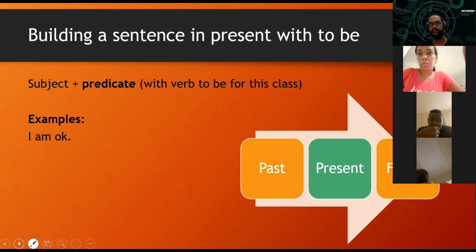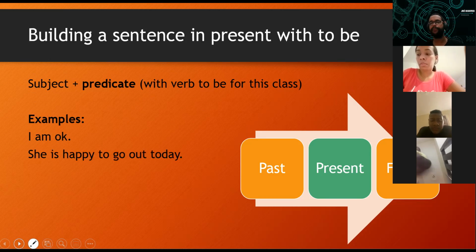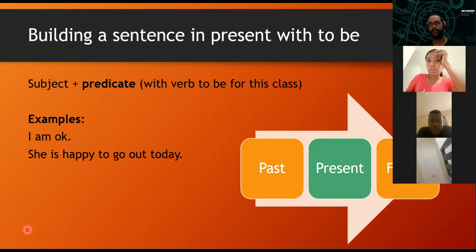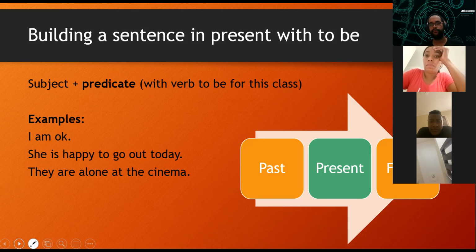One example in present, I am okay. This is present, something that is happening now. We can continue. She is happy to go out today. This is also present. Another example, they are alone at the cinema. Another one, I am your father.